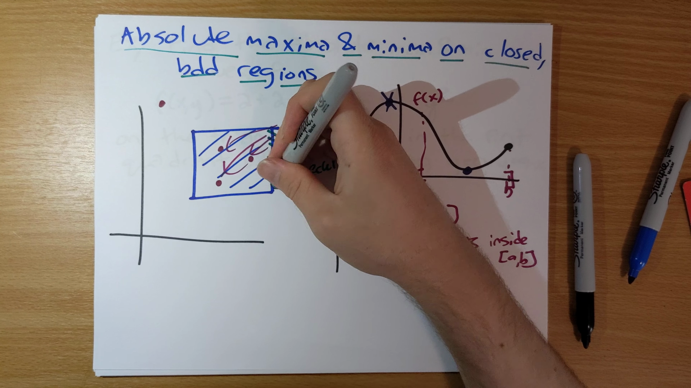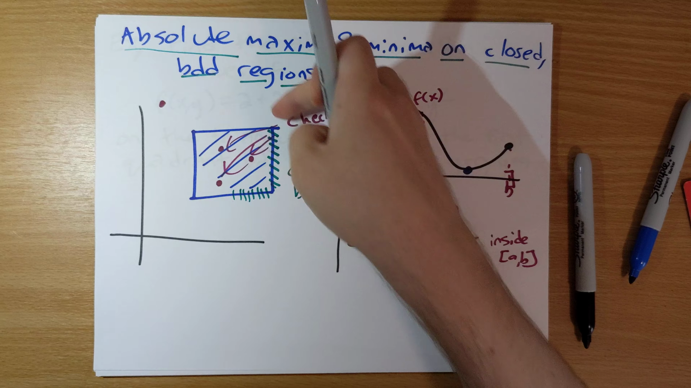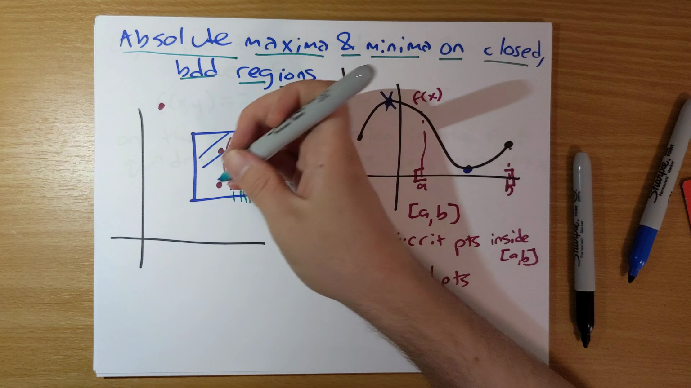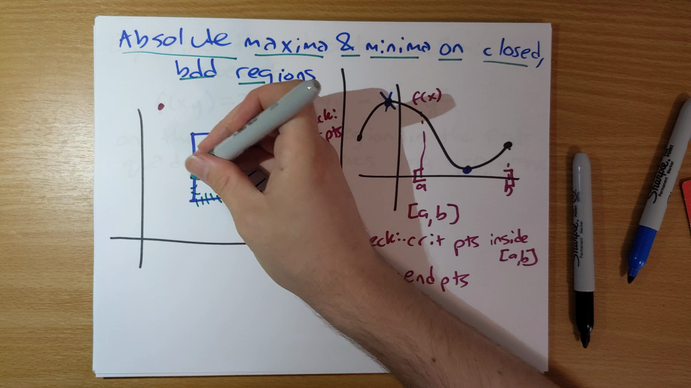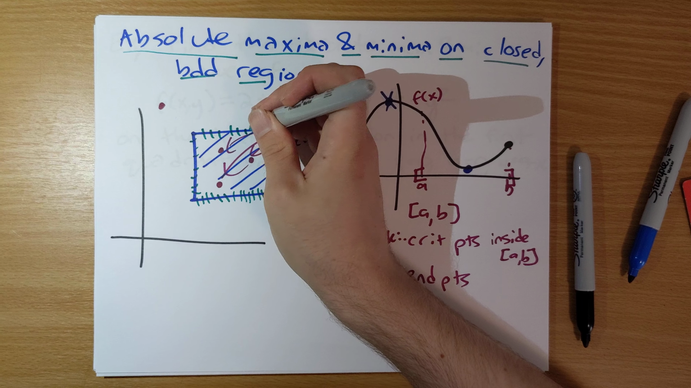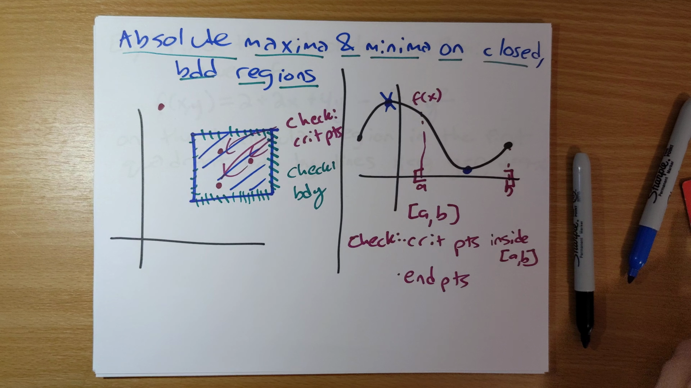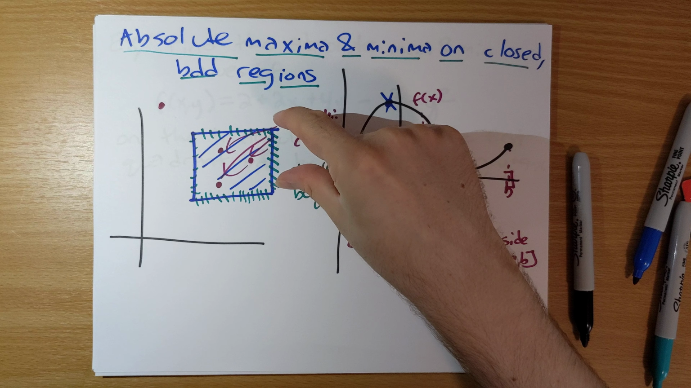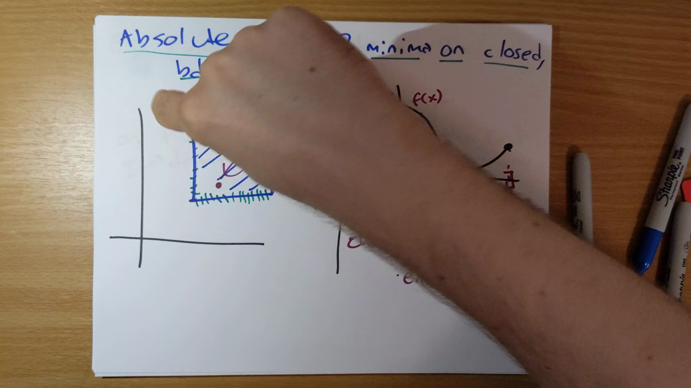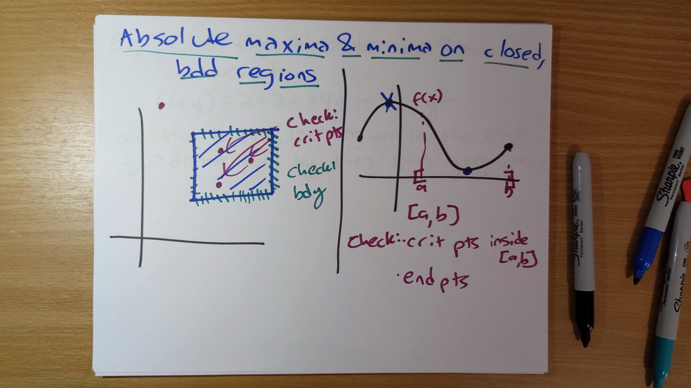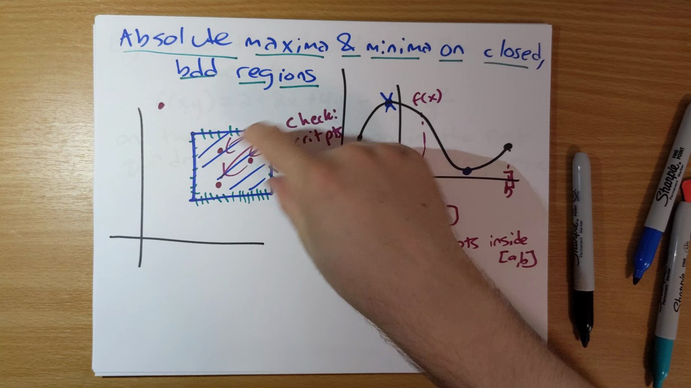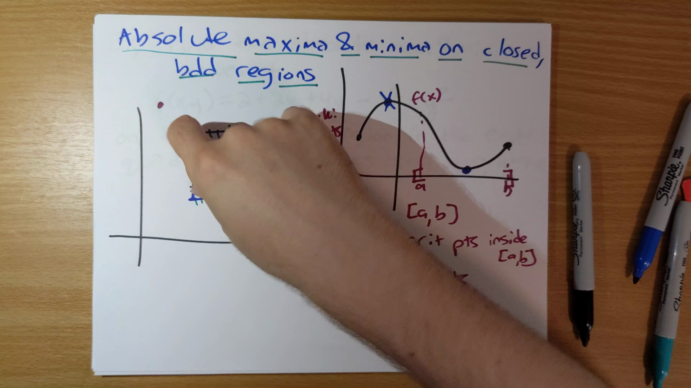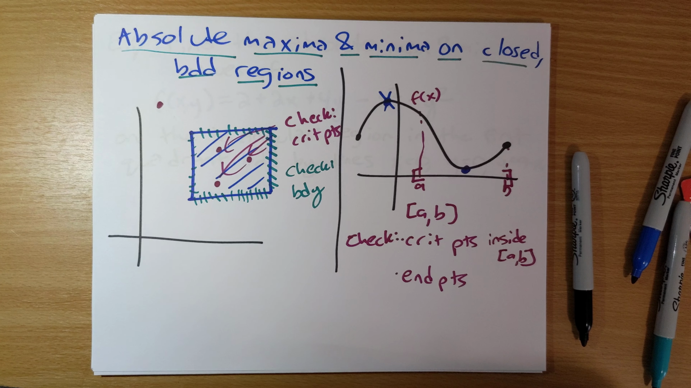So I'm assuming this is a closed bounded region. Bounded means I can draw a circle around it without too much difficulty. Closed means that it includes its entire boundary, all 4 line segments there. And so when I say check the boundary, we're going to check, in this case, each one of these 4 segments here separately. And when we check each one of these 4 segments separately, this is going to turn into 4 separate baby little Calc 1 problems.